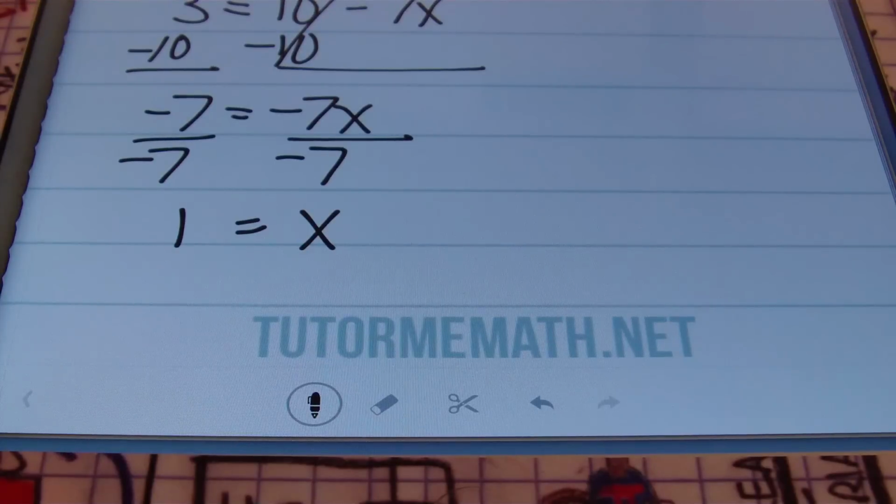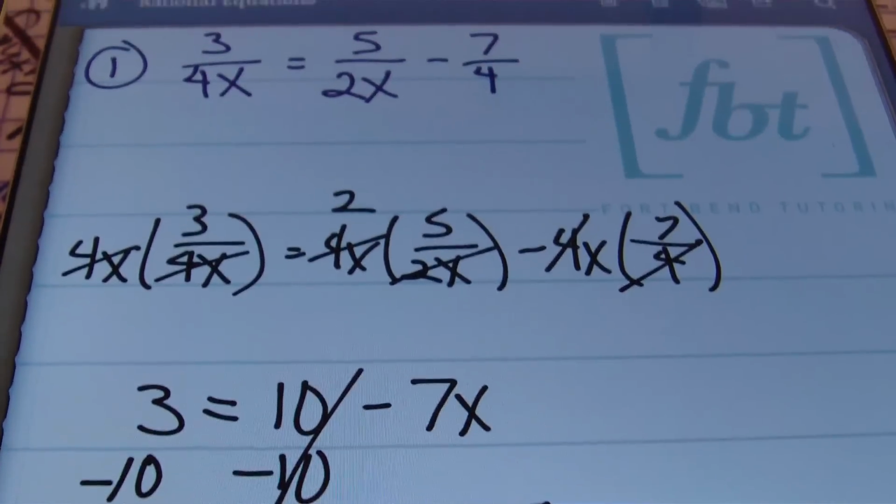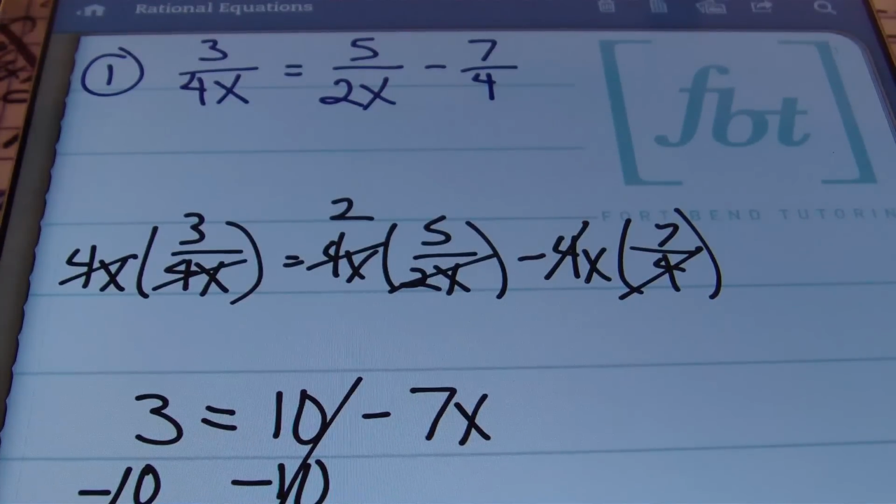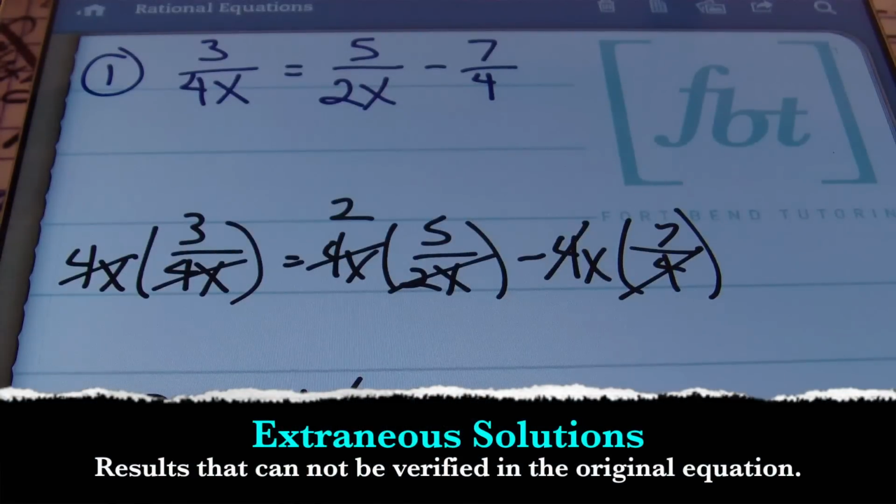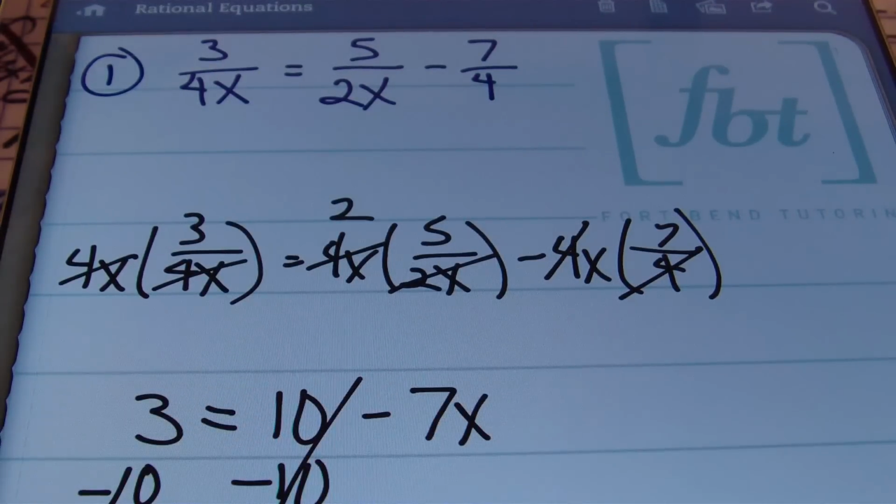Maybe. Now, why do I say maybe? It's because we started out with an equation that had variables in the denominator. Anytime you have variables in the denominator, ladies and gentlemen, you may end up with extraneous solutions. Well, what is an extraneous solution? It means that you solved a problem correctly. However, because of the domain of the original equation, you cannot use that value of x.